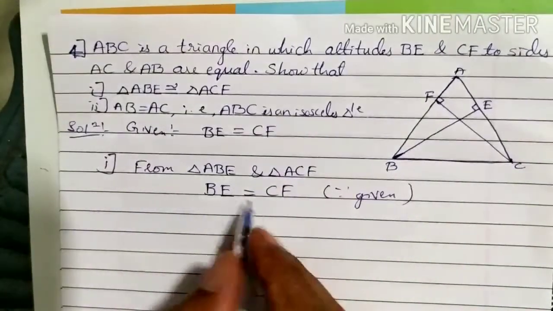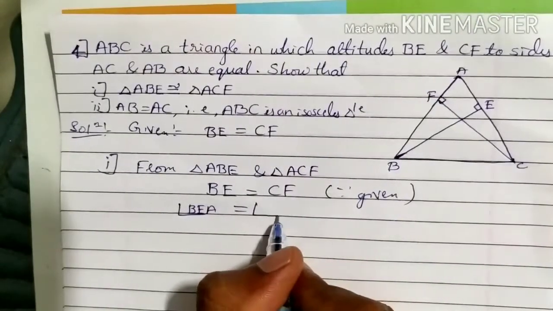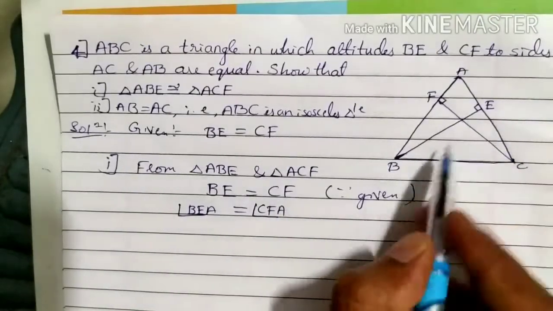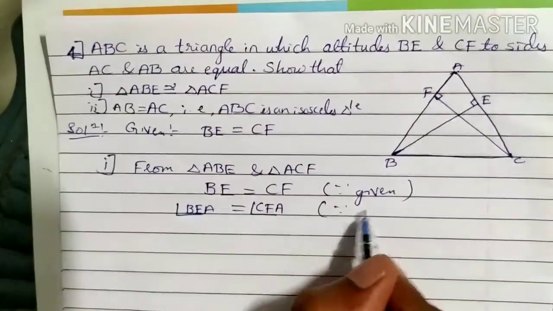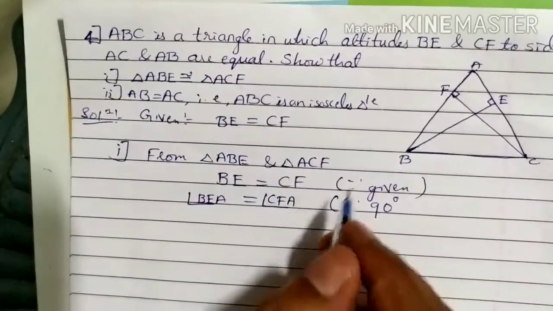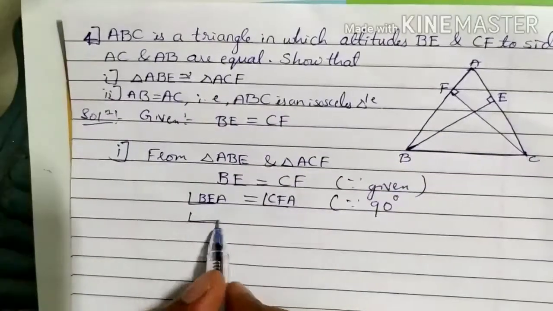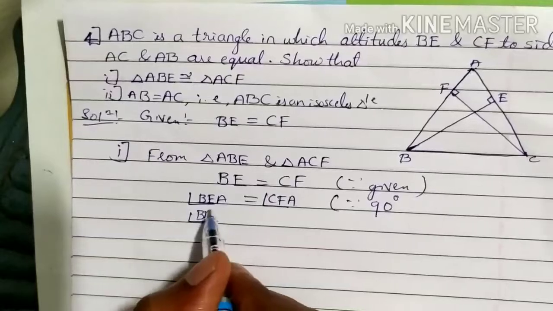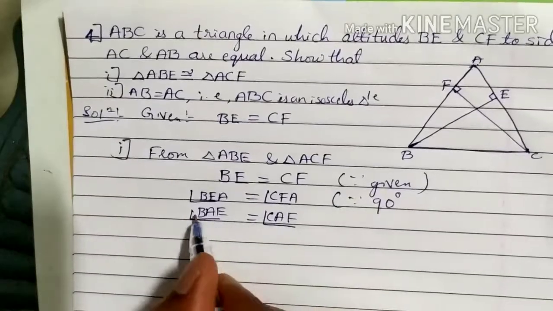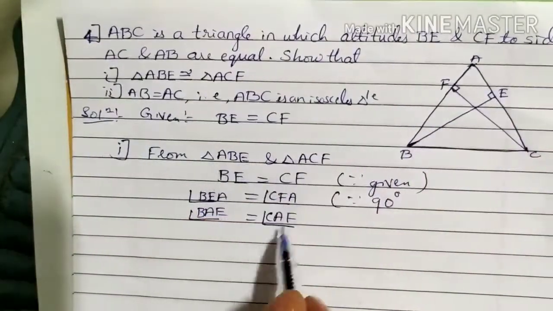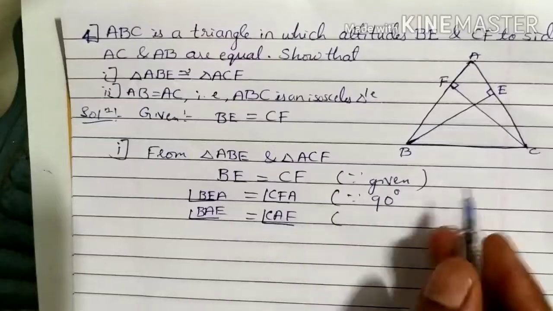Altitudes. And angle BEA is equal to angle CFA. Those two angles are equal because they are 90 degrees. Then you can see here A is common to both the triangles, so angle BAE is equal to angle CAF. BAE is in the first triangle, CAF in the second triangle, but both angles are equal because they are common.